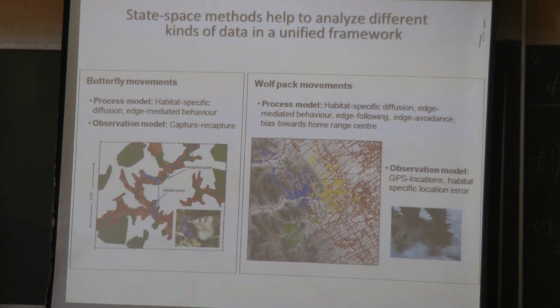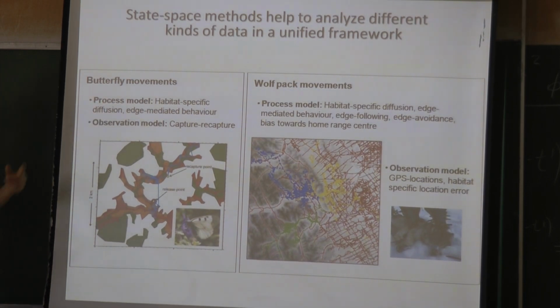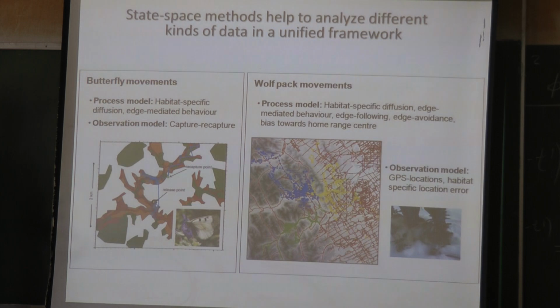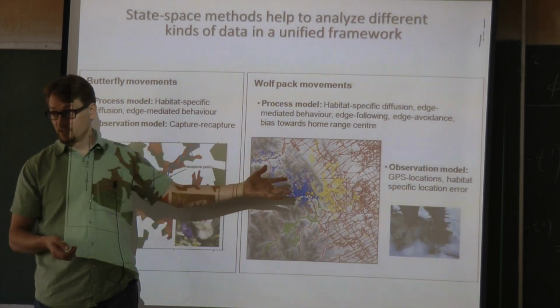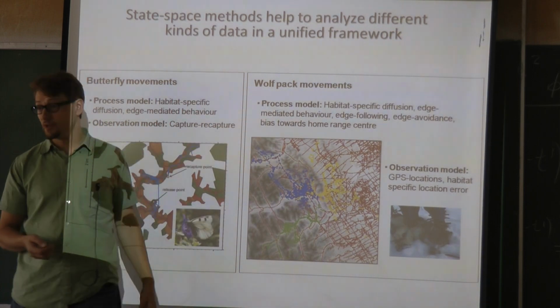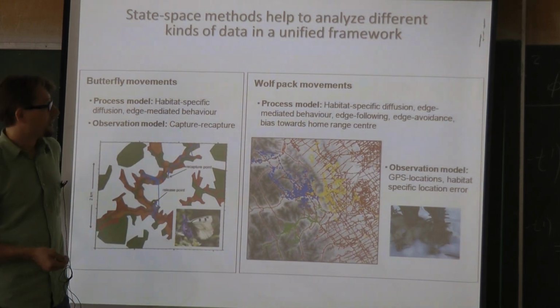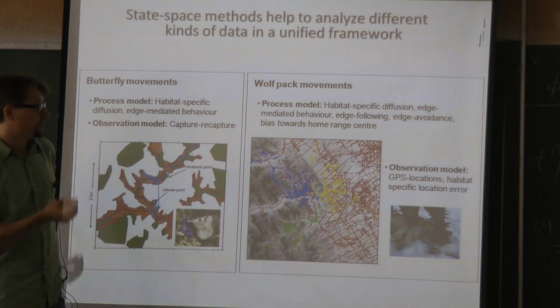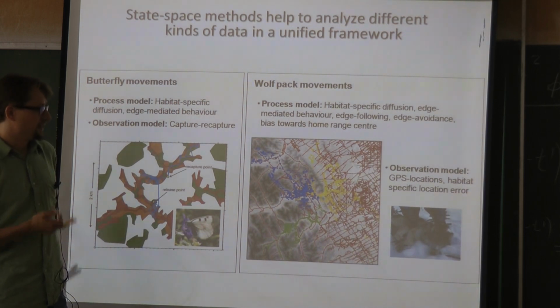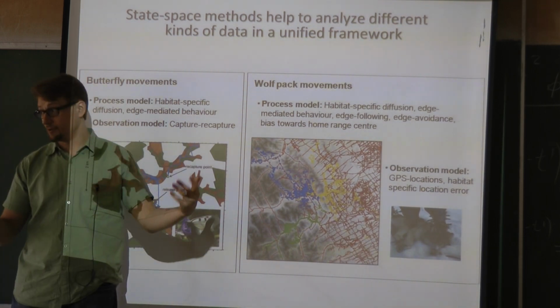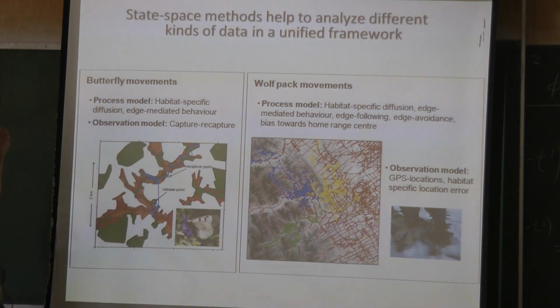So if you are interested in a butterfly, maybe a reasonable process model is that of habitat-specific diffusion, edge-mediated behavior. If you look at wolves, probably that's not enough. You have to add some other components into your movement model, like maybe edge following, edge avoidance, bias towards home range center, whatever is relevant in your study area.